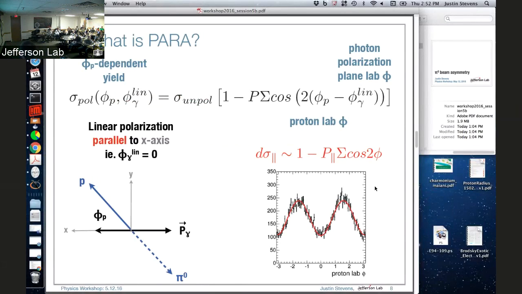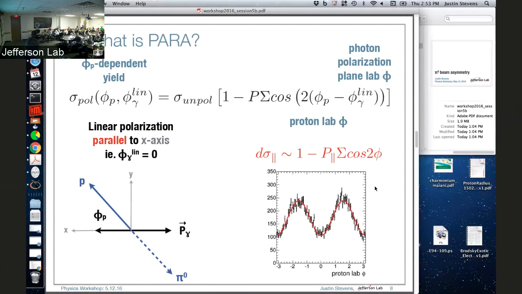So that's one angle, and so you get the relative intensity there. It really just goes like 1 minus the polarization for the para orientation times the beam asymmetry, and this cosine 2 phi is just the proton lab angle. So that gives us this modulation. So if your detector is perfectly symmetric in phi, that's all you need.